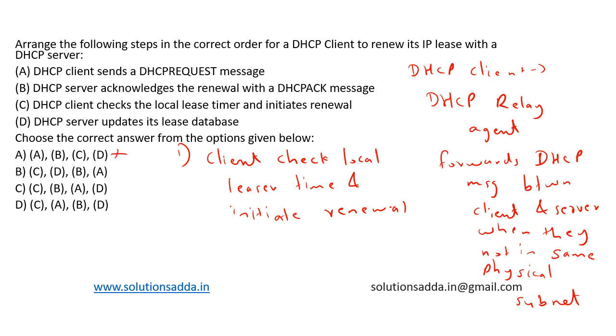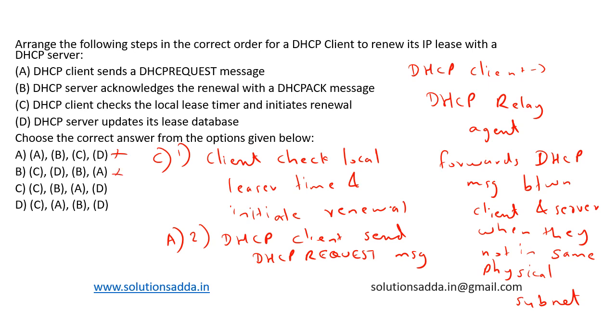Now the DHCP client sends a DHCP request message. If the DHCP client determines that the timer is set to expire, it will request a lease renewal from the DHCP server. It does this by sending a DHCP request message to the server. The message contains the client's current IP address. So point number 2 is the DHCP client sends a DHCP request message. So this is point C and this is point A. These two options can be eliminated. So ideally option D will be the correct answer, but we'll see.